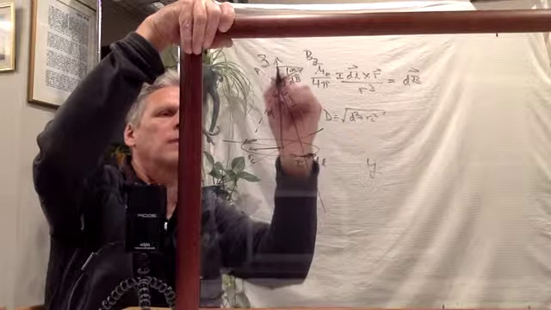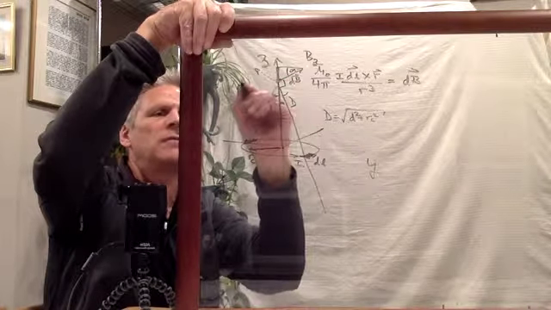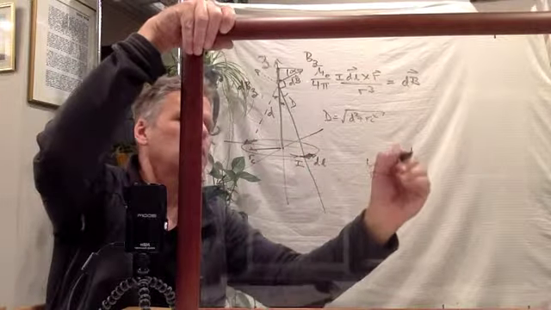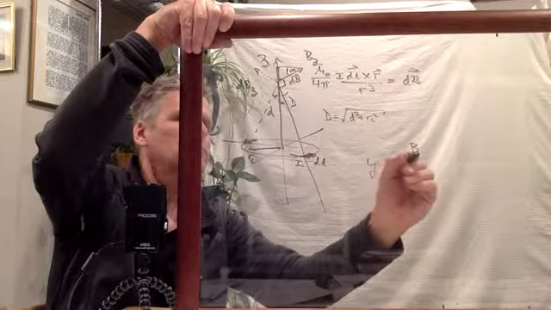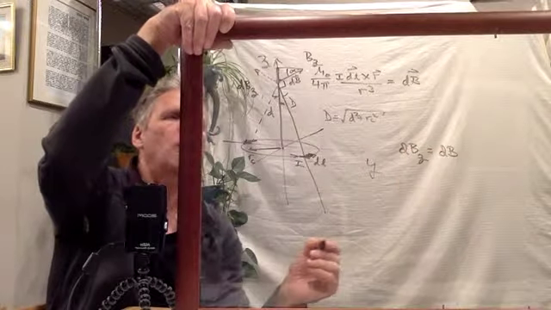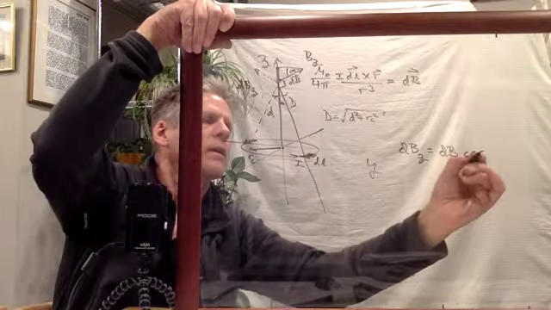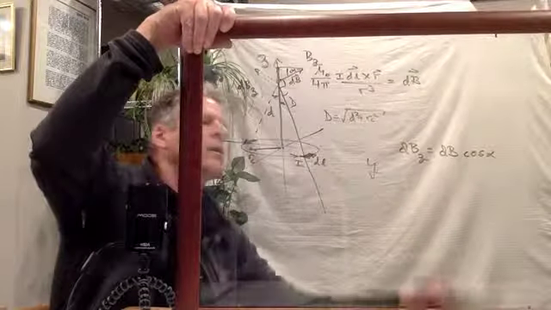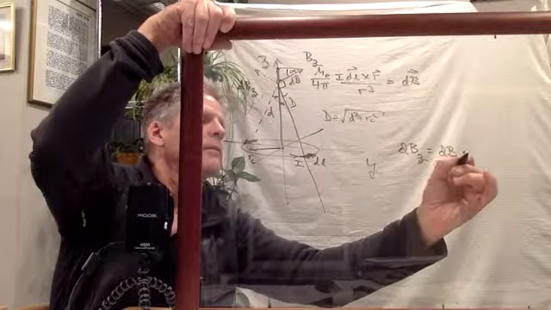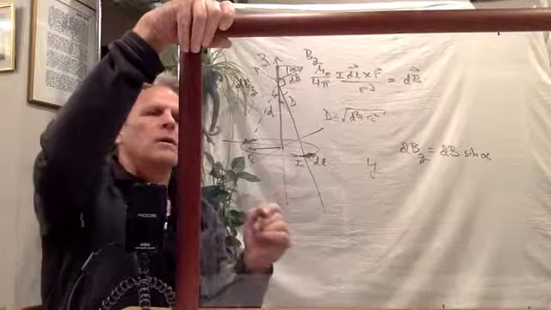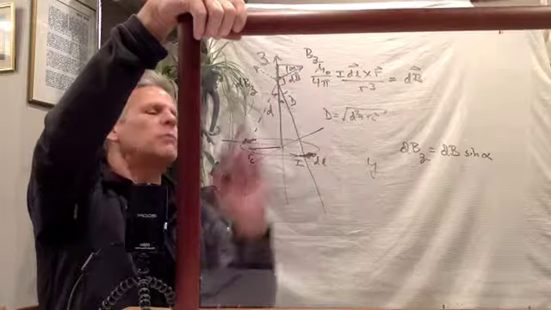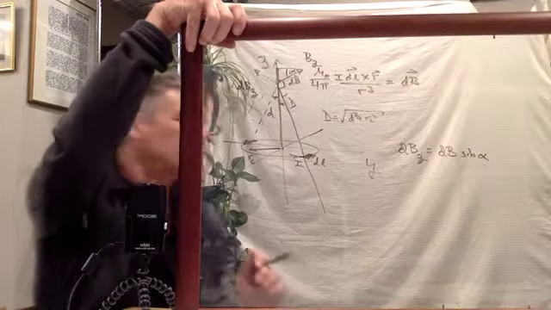So dB sub z is equal to dB, the overall magnitude, times cosine alpha. Oh, no, I think I got that wrong. It's opposite over hypotenuse, so it's sine alpha. If this goes to 0, then B sub z goes to 0. So yes, sine alpha. Okay.